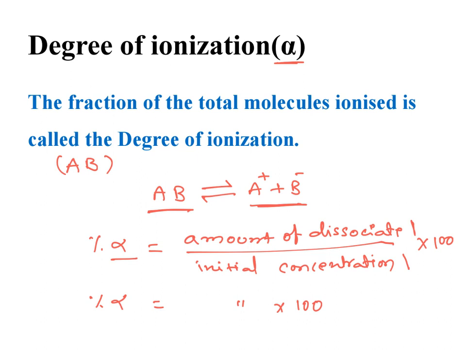Let's take an example. For AB, I have 50 molecules and all 50 are dissociated. That means the amount dissociated is 50, and what we initially have taken is 50. 50 by 50 is 1, and when we multiply with 100, it is 100%, meaning all the molecules are dissociated. This is the value we get from the degree of ionization, showing how much ionization is taking place in the particular solvent.